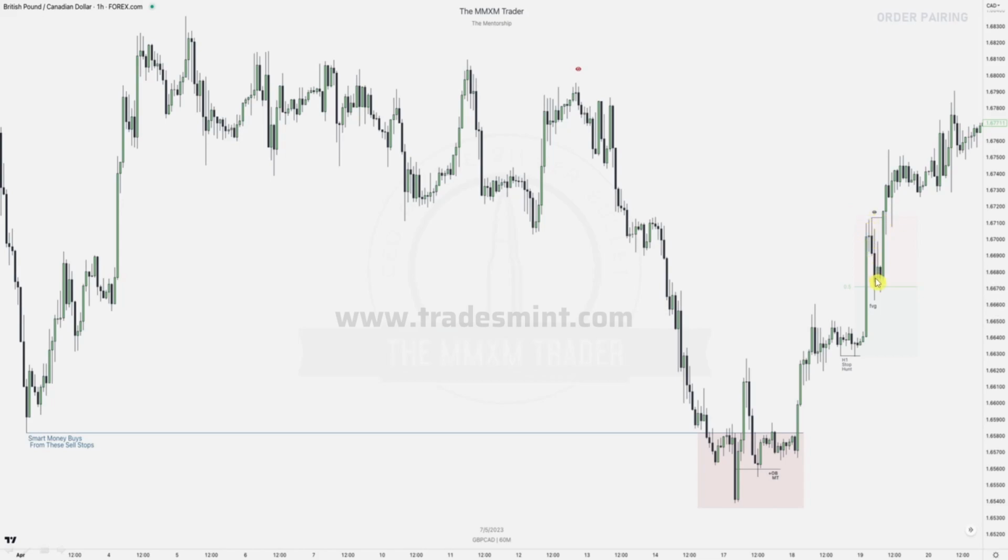Then price retraces back into discount, into this fair value gap over here, right? And this is another opportunity to get in long and be in line with smart money where they want to offload their orders above here, above market price.